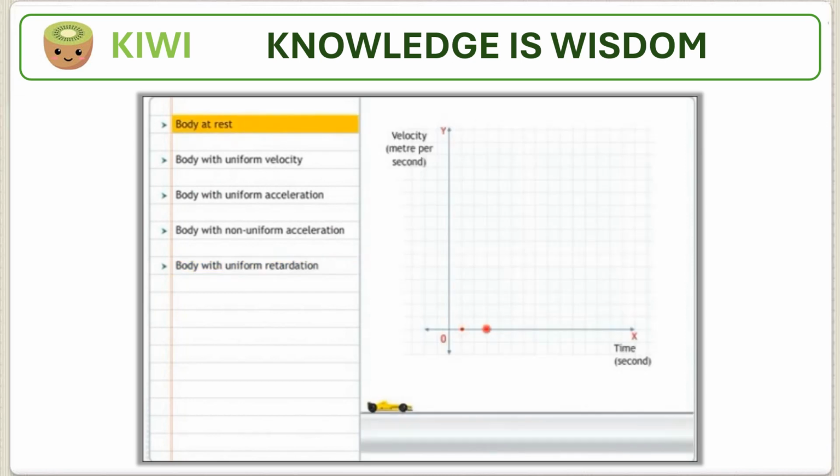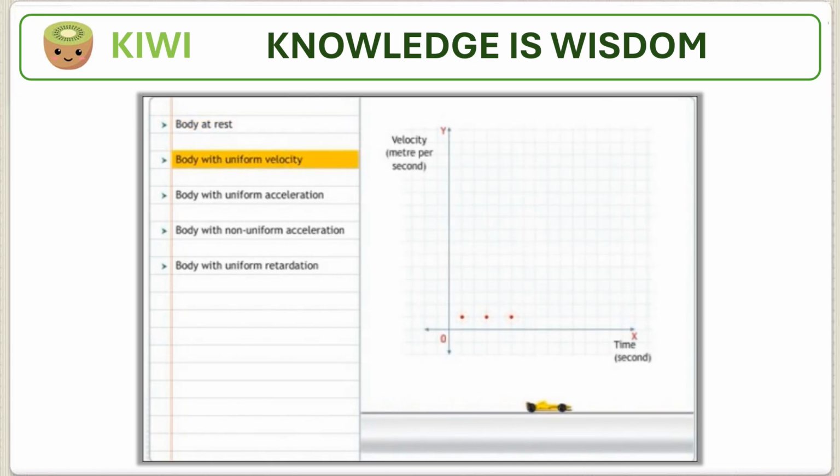The displacement is 0 for a body at rest, and hence the velocity is also 0. A velocity-time graph plotted for a body at rest displays a straight line along the x-axis. When a body moves with uniform velocity, there is no change in the velocity with respect to time. Therefore, the velocity-time graph for a body with uniform velocity will be a straight line parallel to the x-axis. The point where the line intercepts the y-axis shows the magnitude of the uniform velocity of the body.